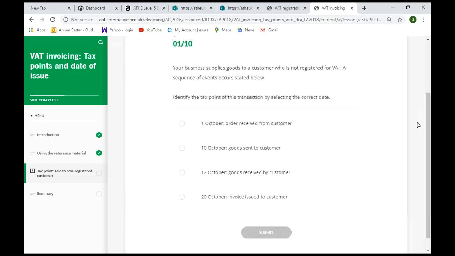Then we can see sale to a non-registered customer. What will be the tax point? We look at the dates. Your business supplies goods to a customer who is not registered for VAT. Given a sequence of events, identify the tax point for the transaction by selecting the correct one. On 1st October, order received from customer. What do you think? Would that be the tax point? On the 10th October, goods sent to customer, and we issue the invoice. When did we issue the invoice? We issued the invoice on 20th October. So which date will count as the tax point? What do you think? Which one do we take? 12th October or 20th October?